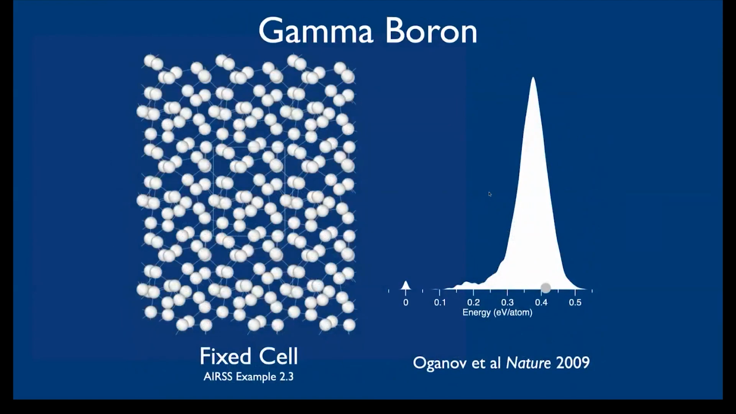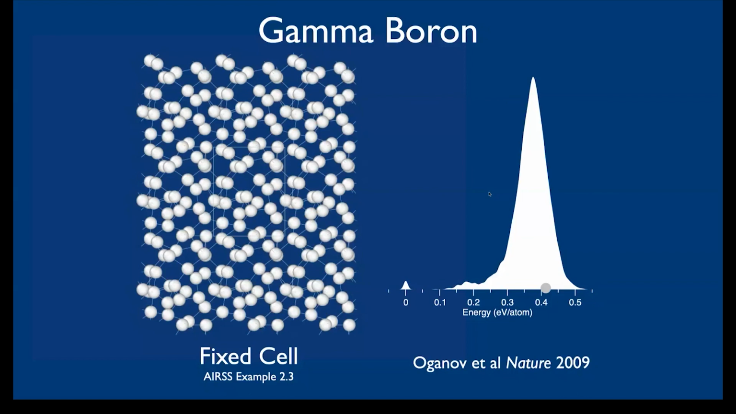So just to make it a bit more concrete, I'm going to show you a couple of examples. This is an example for gamma boron, where we take a fixed shape of unit cell. It's an example in the Air software, and at the end I'll show a link to this open source software. We take a fixed shape box, we put 28 boron atoms into that box, and we repeatedly do a structural optimization using CASTEP, a plane wave DFT code, and then record the energies of the local minima, and on the right hand side we construct a histogram, or a density of states, of those structures.